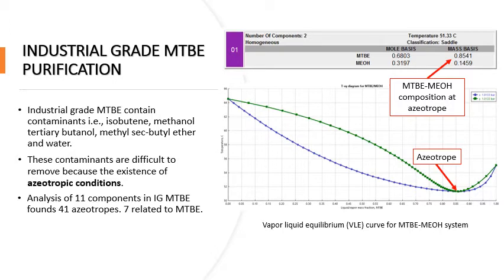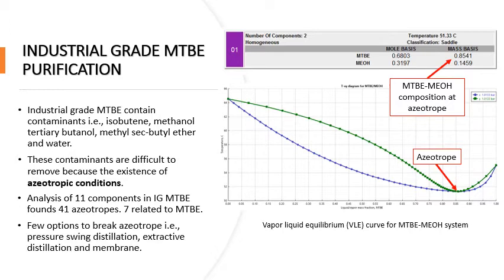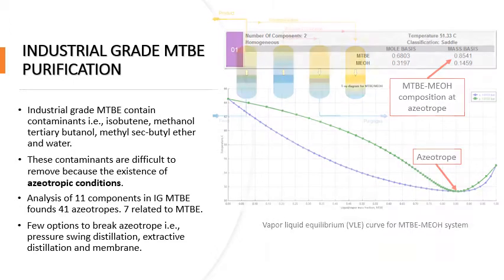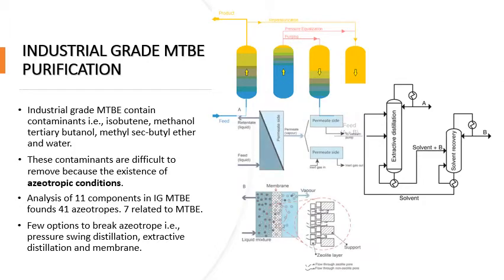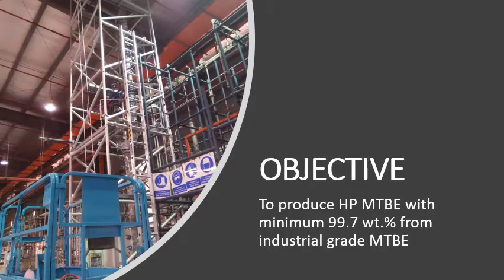Analysis of 11 components in industrial-grade MTBE found 41 azeotropes, 7 related to MTBE. There are few options to break these azeotropes, for example, using pressure swing distillation, extractive distillation, and membrane. But these approaches are complex in design and operation with high capital and operating cost. In this work, the objective is to produce high-purity MTBE with minimum 99.7% weight from industrial-grade MTBE.